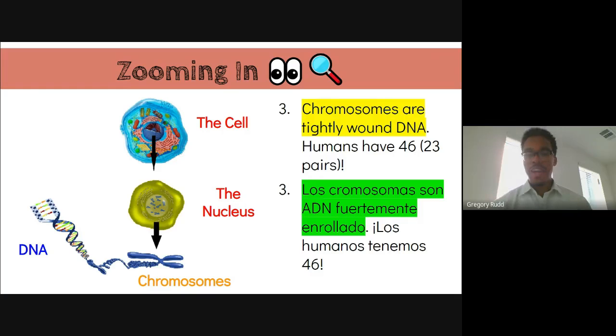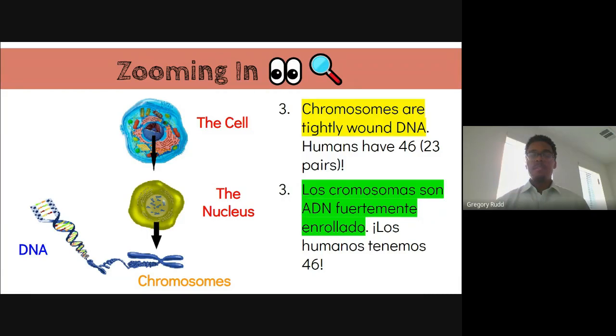Again, you only need to write down what is highlighted in yellow. So chromosomes are tightly wound DNA. Humans have 46, meaning we have 23 pairs of chromosomes. We get 23 from our father, our biological father, and we get 23 from our biological mother. So in total, we have 46.